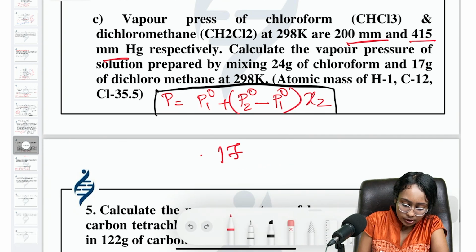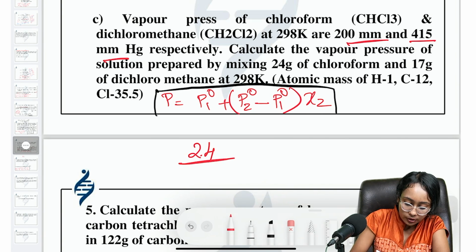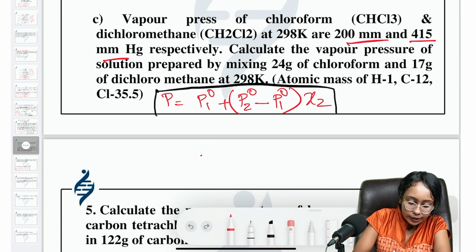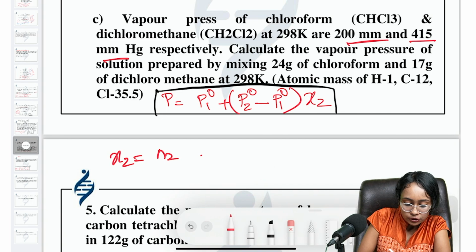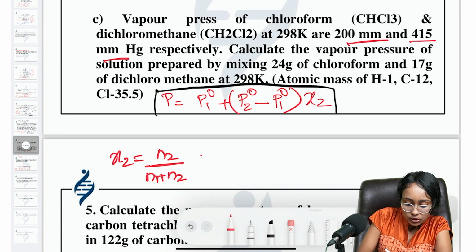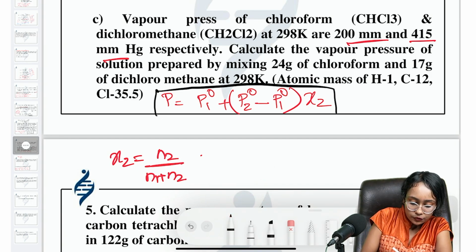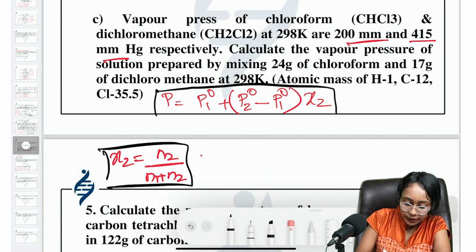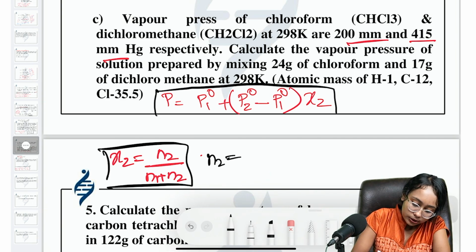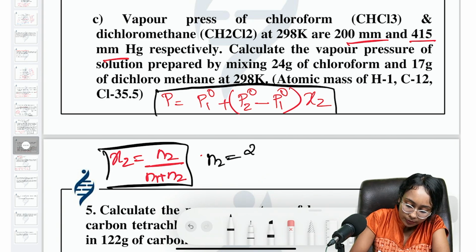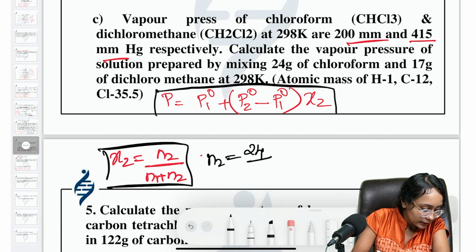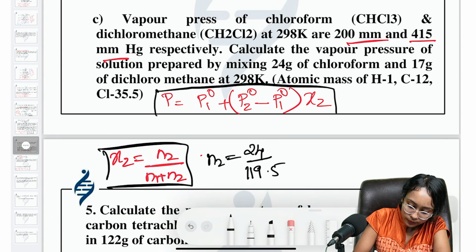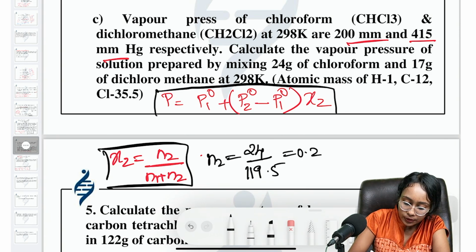Okay, sorry. In the previous case, it was 24 grams, right? I'll just explain it once more. You need to find Chi2, right? Chi2 means N2 by N1 plus N2. So for this, we need to find N2. N2 means number of moles, given mass 24 divided by mass of CHCl3, which is 119.5. The number of moles is 0.2.